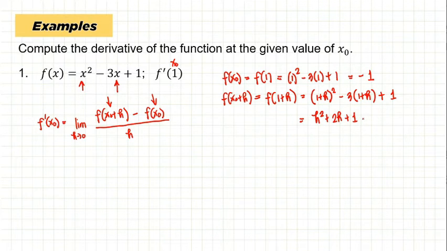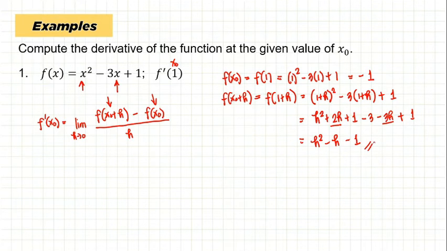So we will have negative 3. Then you have negative 3 times h, so you have negative 3h. Then you have plus 1. And this is now equal to h squared, 2h minus 3h is my negative h. 1 minus 3 plus 1 is negative 1. Okay? So from that, we already have the value of f of x sub o plus h.